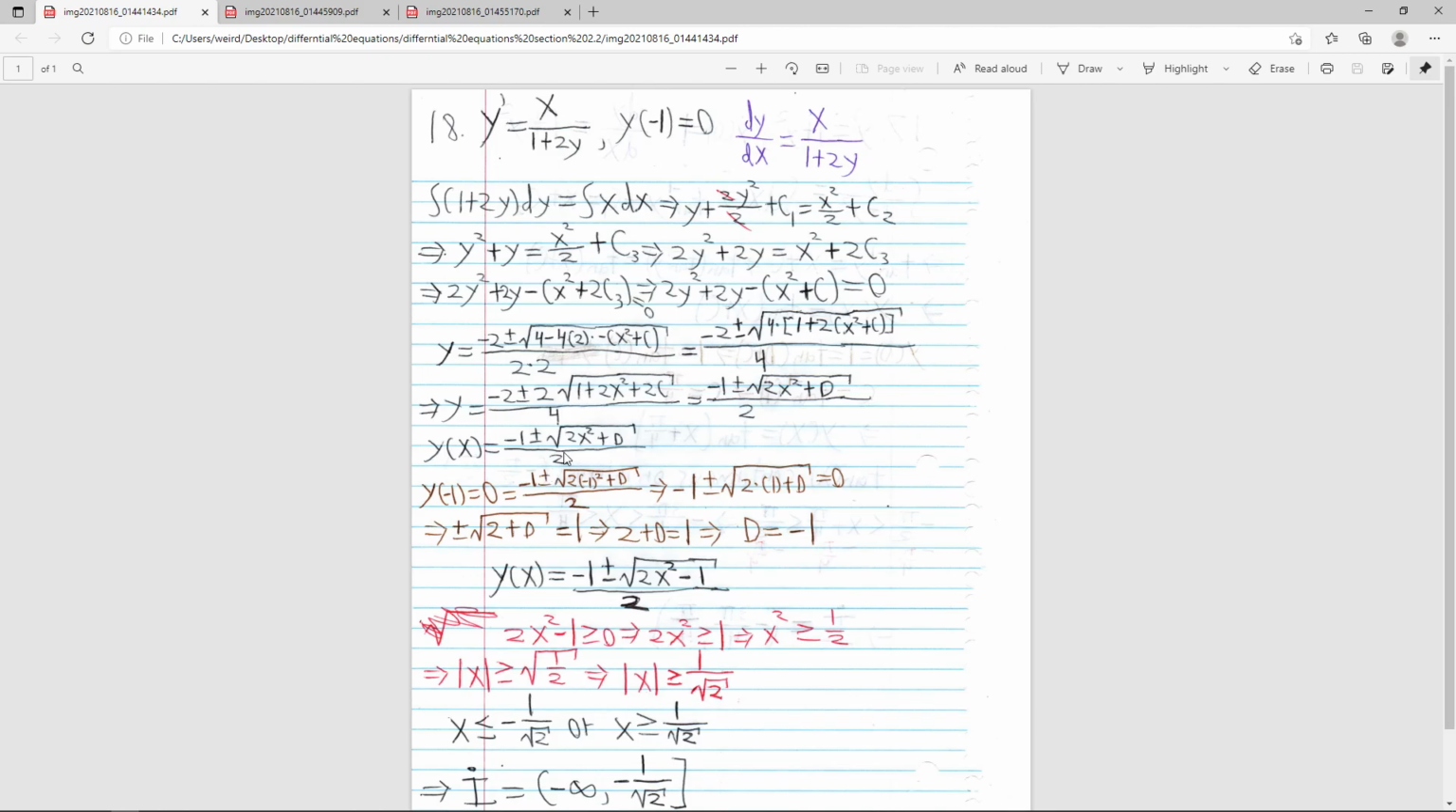Oh, that's how we leave it. We leave it as a solution. So y of x equals negative 1 plus or minus the square root of 2x squared plus d, divided by 2, and then we solve for d by using the initial value. So y of negative 1 equals 0. So 0 is equal to negative 1 plus or minus the square root of 2 times negative 1 squared plus d. Continue filling it in.